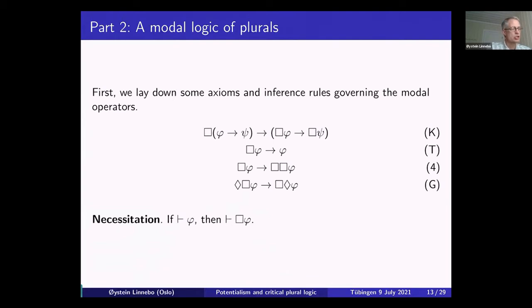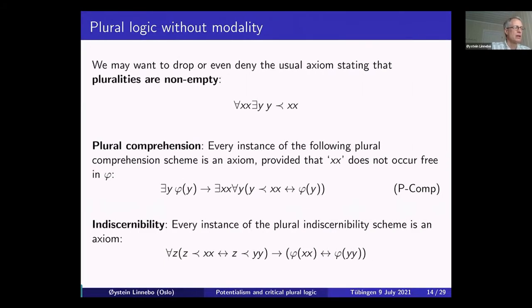So here is just a super quick reminder of the modal logic we are using. So it's S4, we add the G axiom, and you have the rule of necessitation in the ordinary way. Okay, so no surprises there. For those of you who have seen plural logic before, there are also no surprises on this slide. So here is plural logic without modality added yet.